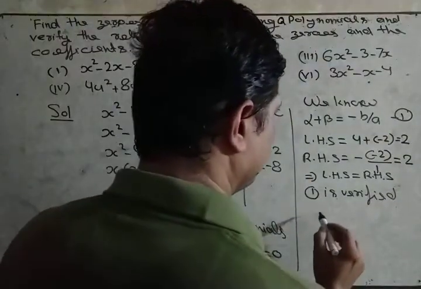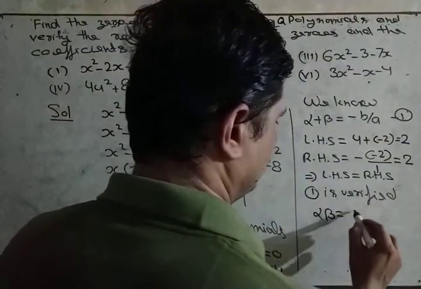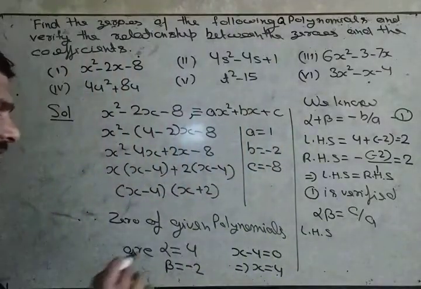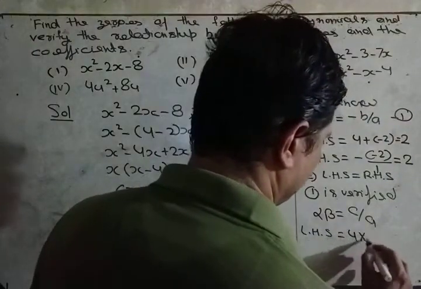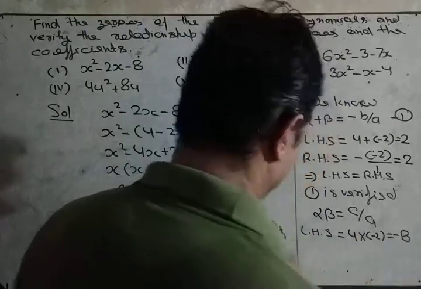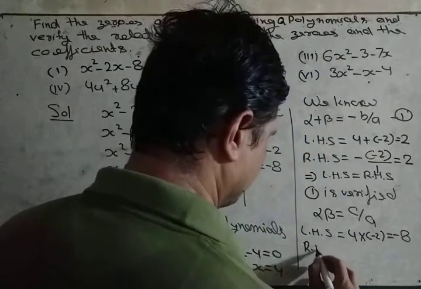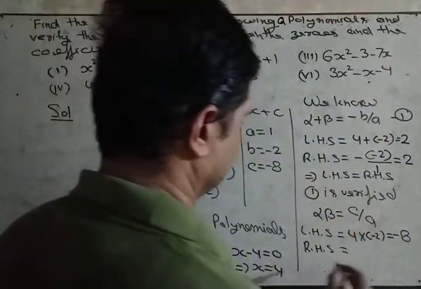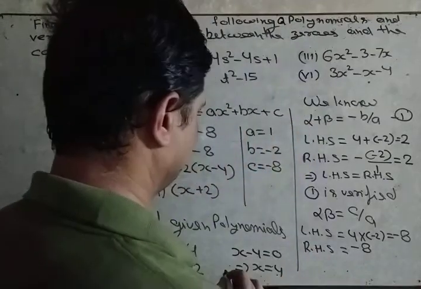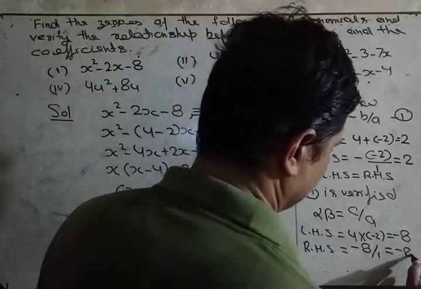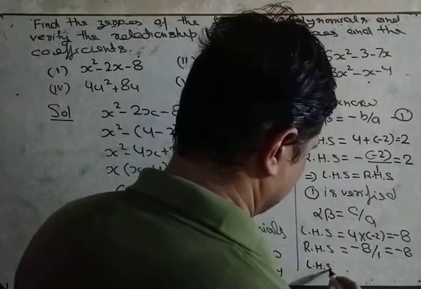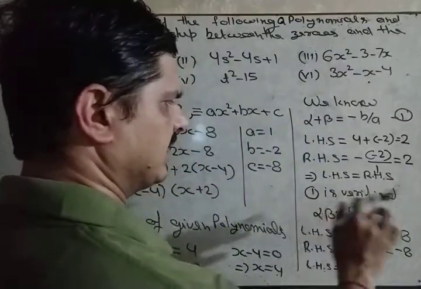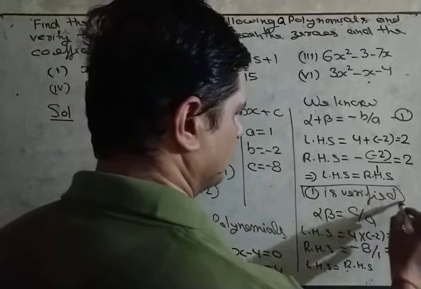Second is alpha beta is equal to C by A. Then LHS: 4 into minus 2, that equals minus 8, while RHS: C is minus 8 and A is 1, that is minus 8. Again LHS equal to RHS. So no need to write again and again. You skip this step over here.